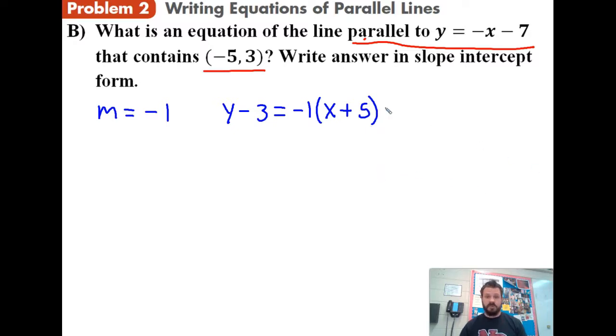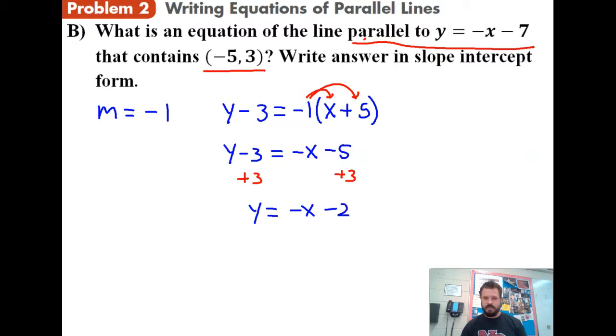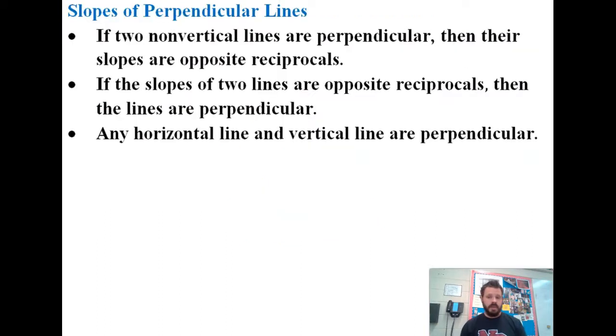And again, we want that in slope-intercept form, so I'm going to distribute the 1 through on the right. That'll give me y minus 3 is equal to negative x minus 5. And then we'll add 3 to both sides to leave us with y equals negative x minus 2. All right, so there's our equation parallel to the given line, negative 1 for our slope, through this point, solved down to slope-intercept form. Okay, so that's parallel lines.